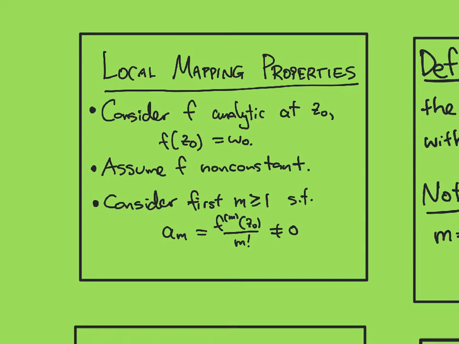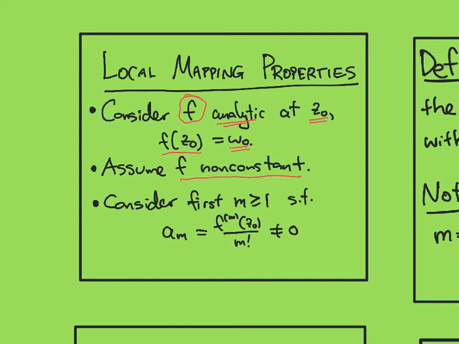To talk about the local mapping theorem for analytic functions, it helps to get some preliminaries out of the way. So to start with, we're going to have an analytic function f, which we'll say is just analytic at z0, so analytic in a neighborhood of z0, and it maps z0 to w0. We're going to assume f is non-constant.